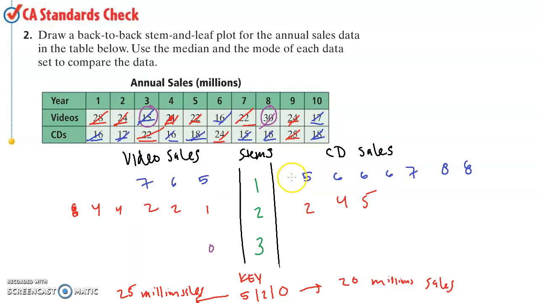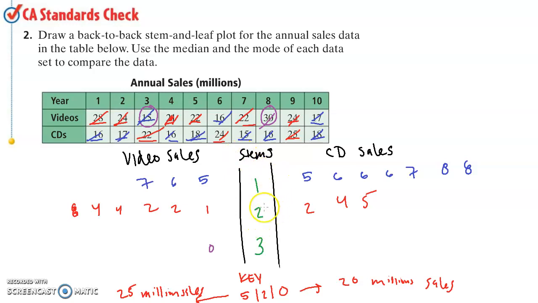If you look at the mode, it's probably going to be either 22 or 24 on this side because it's the highest occurring number. And on this side it's 16. 16 is the highest occurring number. All right, so that's how you would compare it. Using words, you can say there were more video sales than overall CD sales for the same 10-year period.